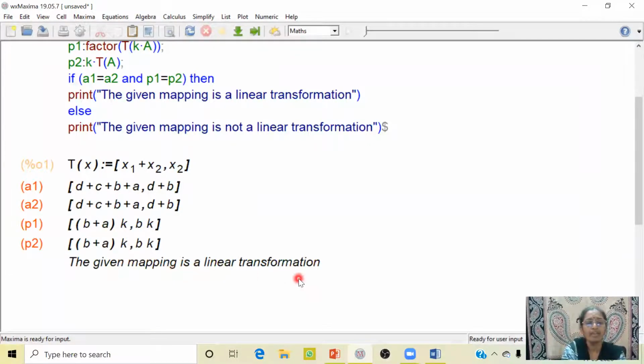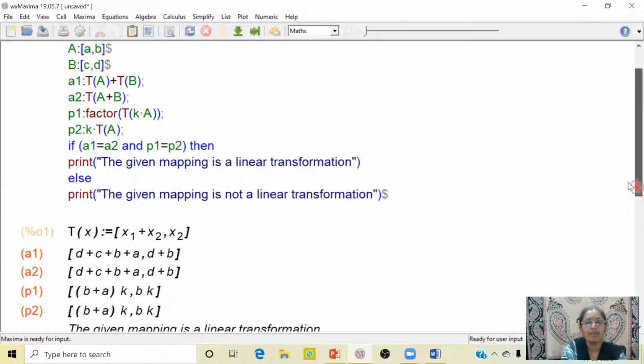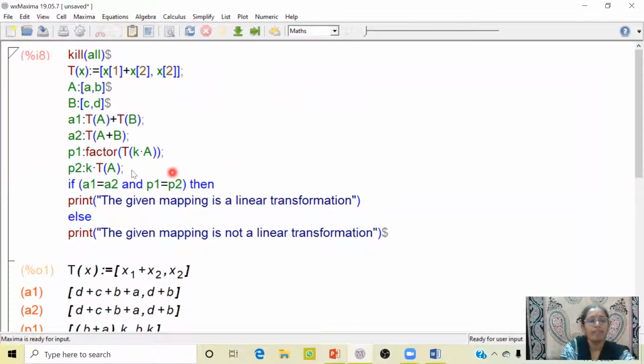Therefore, the given mapping is a linear transformation. But here we need to see that we have used one built-in command, that is factor. Maxima by default doesn't evaluate its expressions, it only simplifies. Therefore, this automated simplification is sometimes not sufficient. So one can consider built-in functions like factor, and we can remove the common factor and show that the two expressions are one and the same.